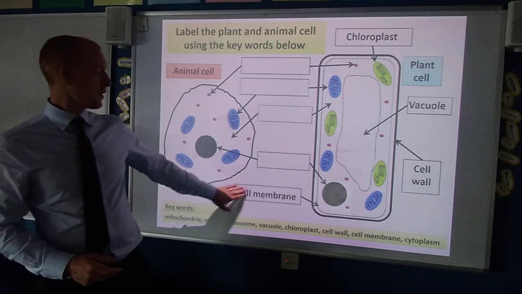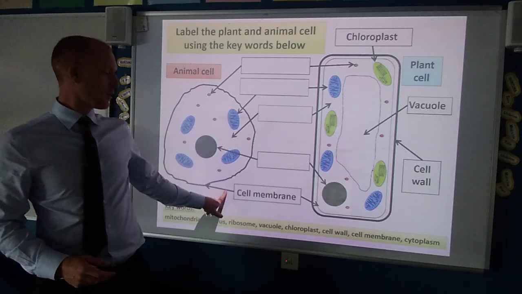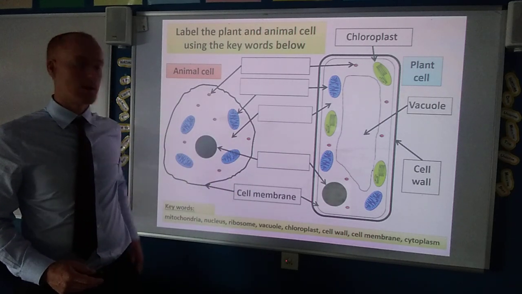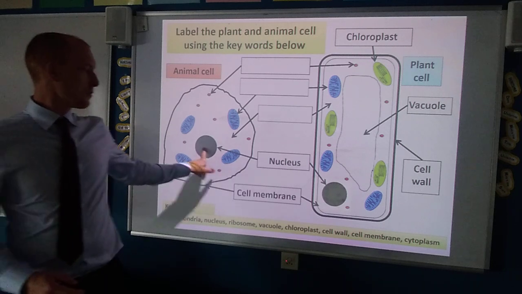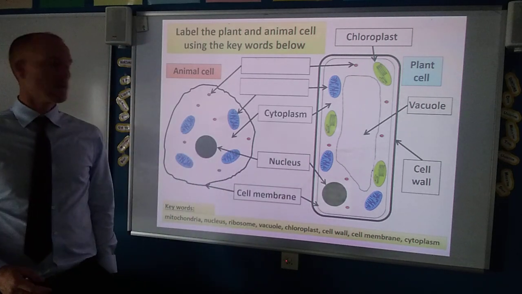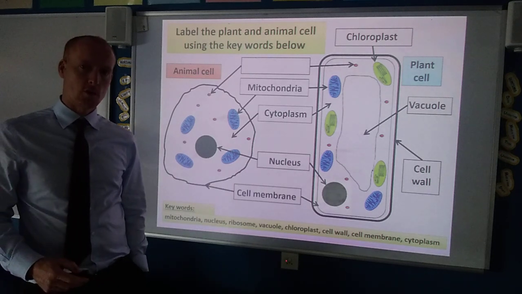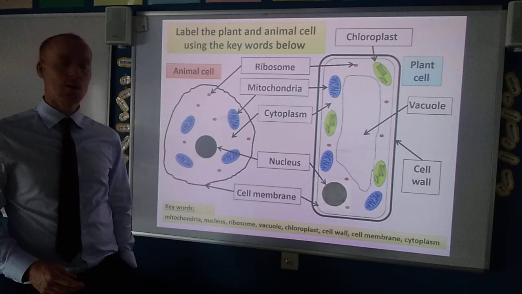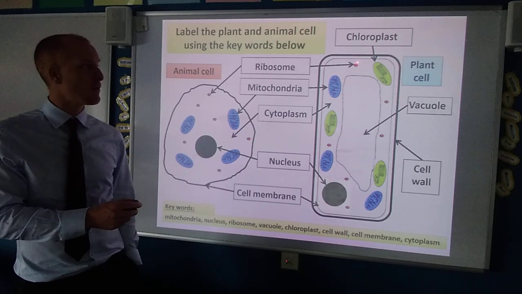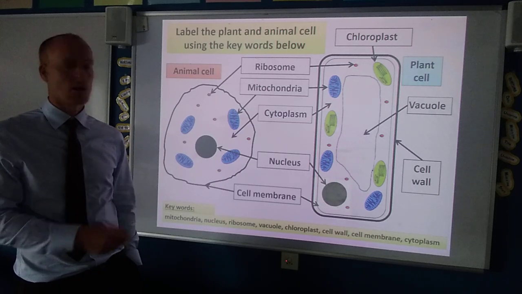And then the ones in the middle are the ones that are in both. So the cell membrane, this is the animal cell here now with the cell membrane. The nucleus is in both. The cytoplasm is in both. As are mitochondria, just for key stage 4, and as are ribosomes. Ribosomes, you can see, are really, really small, and mitochondria are a similar size to chloroplasts.